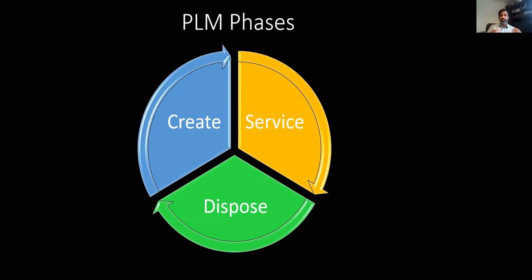And this is basically your midlife, because the product is available, it is out there, providing its purpose, and then you are servicing that product. You're making sure that the product is able to function. If it breaks down, you're able to fix it, repair it, and maintain it. All those activities fall under the service phase. And the last phase is disposal, when the product has done its use and it's at the end of life. So now you have to think about how you're going to dispose of it.